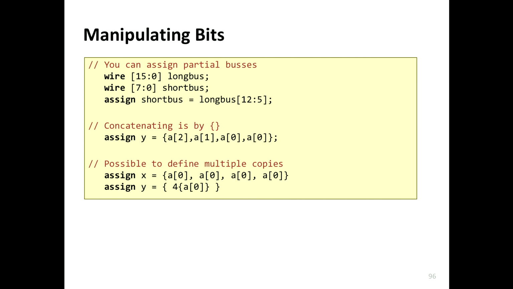You can also use the concatenate operator. For example, you can say Y is simply a concatenation of A2, A1, A0, and A0. So you will have a 4-bit Y with the values connected as the second bit of A, the first bit of A, the least significant bit, and the least significant bit again. So this will be the value. And you can also define multiple copies, just like this. Instead of writing the same thing four times, you can say 4 times this. So there are multiple ways of representing bits.